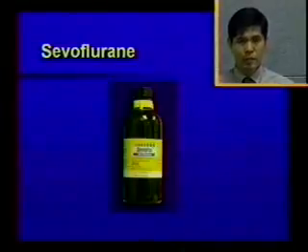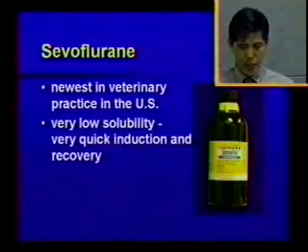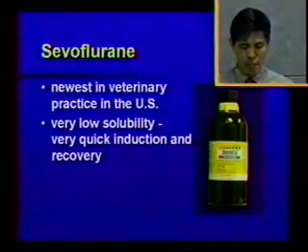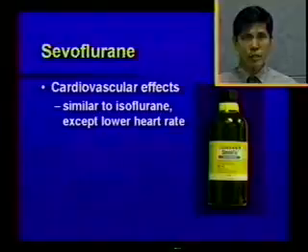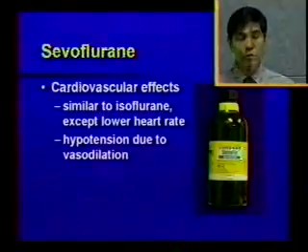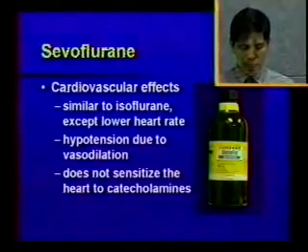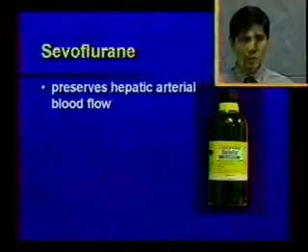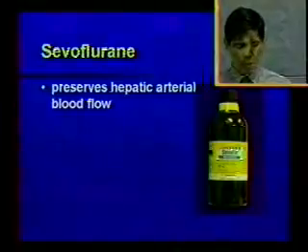Now the newest one is sevoflurane. This inhalant agent has very low solubility. So that results in very quick induction and recovery, and that is the main selling point of sevoflurane. The cardiovascular effects of sevoflurane are very similar to iso, except that sevoflurane causes lower heart rate. It can also cause hypotension due to vasodilation. It does not sensitize the heart to catecholamine, just like isoflurane. It also preserves hepatic arterial blood flow, so it could be used in patients with liver problem.